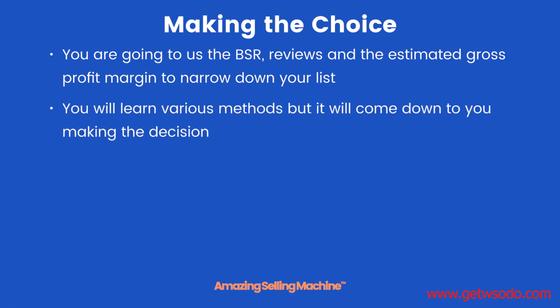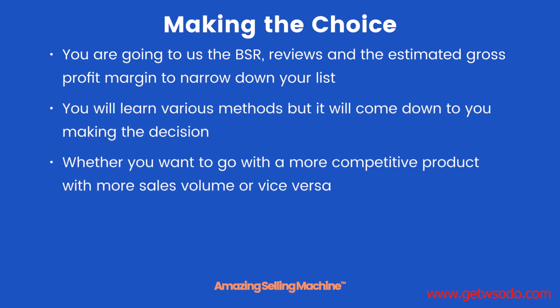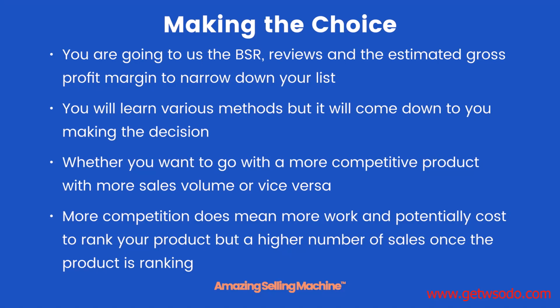You are going to use the BSR, the reviews, and the estimated gross profit margin to narrow down your list. You will learn various methods, but it will come down to you making the decision, whether you want to go with a more competitive product with more sales volume or vice versa. More competition does mean more work and potentially cost to rank your product, but a higher number of sales once the product is ranking. And if you go for a less competitive product, it means it's going to be much easier for you to rank your product, but also you might get less sales than one that's more competitive.